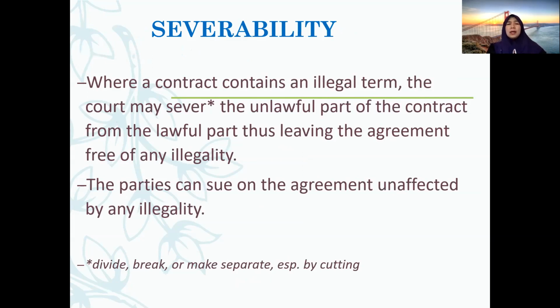When a contract contains an illegal term, the court may use its discretion to sever the unlawful part of the contract from the lawful part, thus leaving the agreement free of any illegality. After severance, the parties can sue on the agreement unaffected by any illegality. So it depends on the discretion of the court whether to allow severability or not.